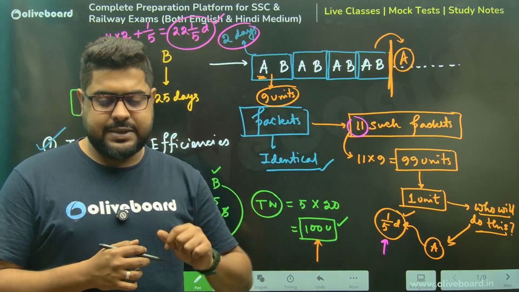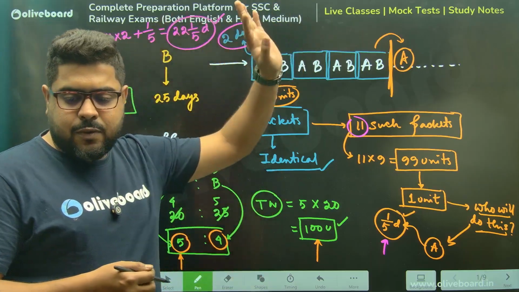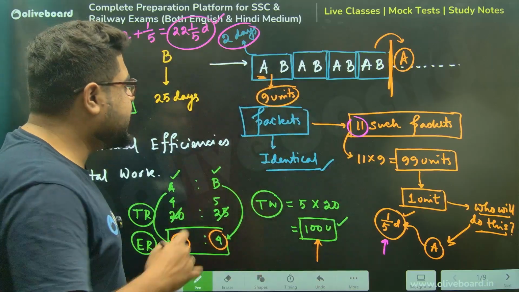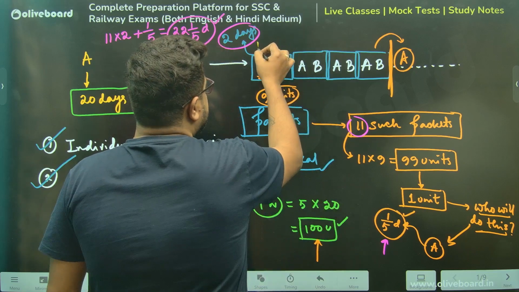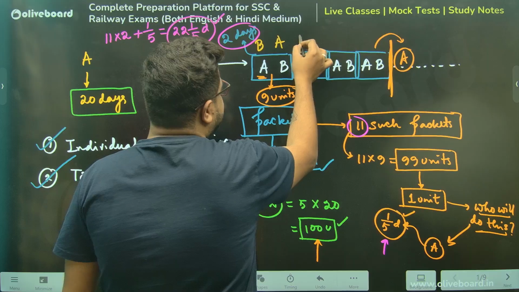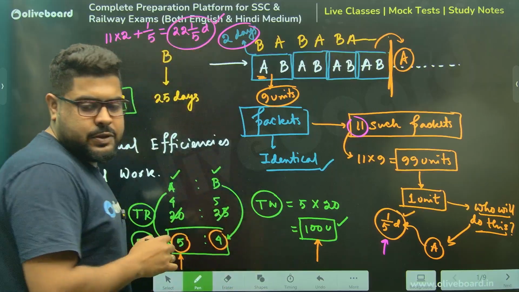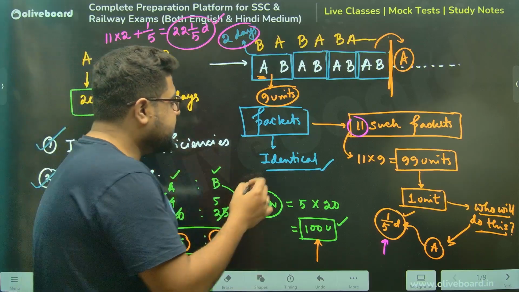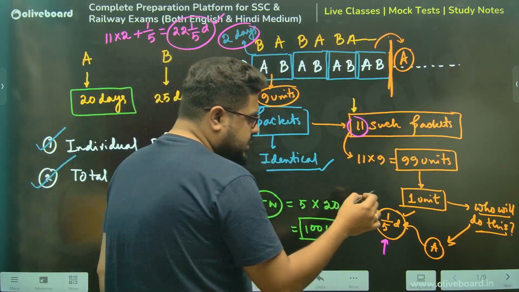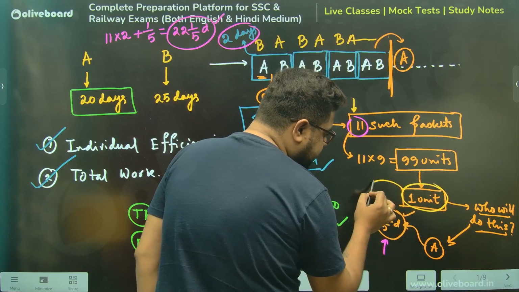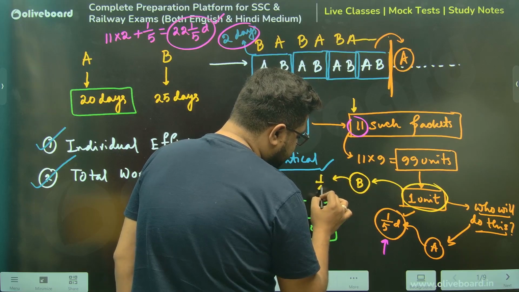Now, sir, what would have happened if instead of A, the work was started by B? In that case, nothing extra would have happened. You see, the pattern would have been B, A, B, A, B, A, and so on. So the change would have been the same thing. It would have taken 11 packets only. Just this last 1 unit in that case would have been done by not A but B. And B would have taken 1 by 4 days to complete that.